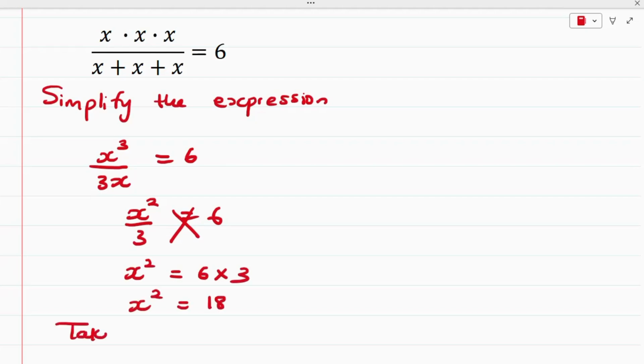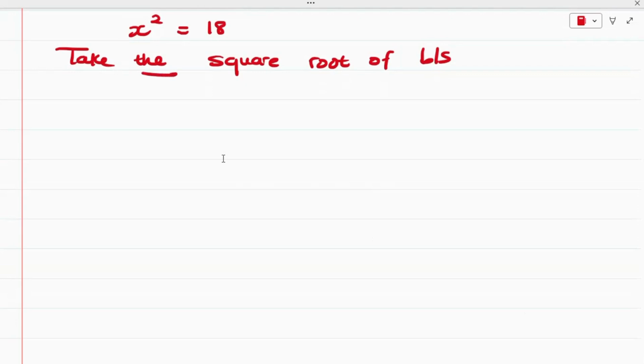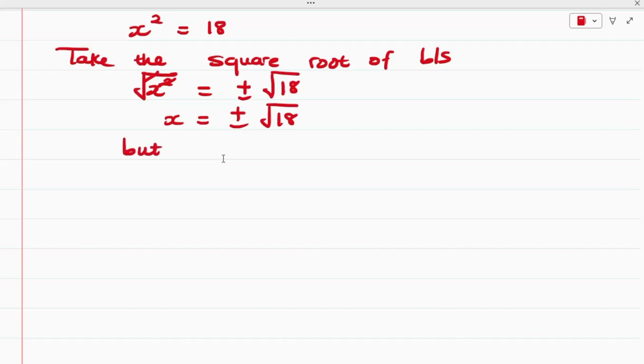The next thing you want to do is to simply take the square root of both sides. Taking the square root of both sides, we have the square root of x squared is equal to plus or minus the square root of 18. So this is going to cancel out this, and we have that x is equal to plus or minus the square root of 18, but 18 can be written as 9 multiplied by 2.